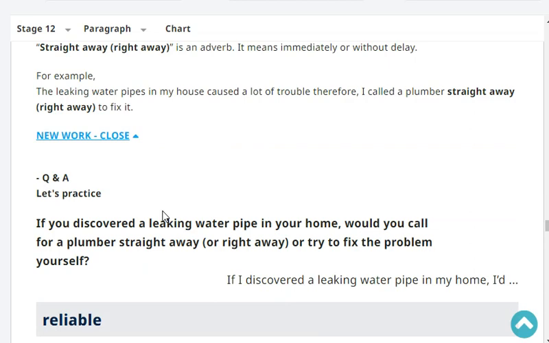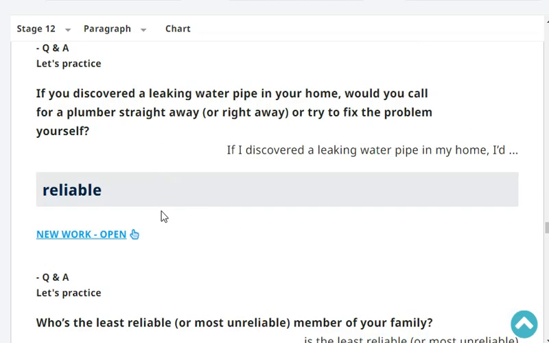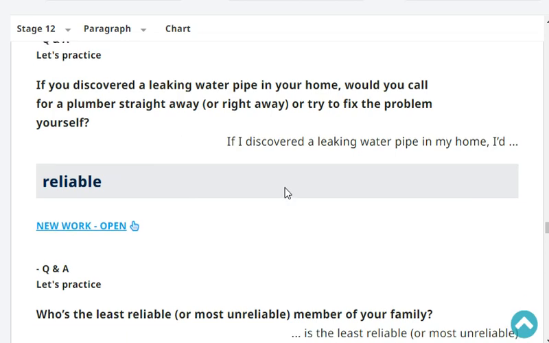If you discovered a leaking water pipe in your home, would you call for a plumber straight away or try to fix the problem yourself? If I discovered a leaking water pipe in my home, I'd try to fix the problem myself before calling a plumber. Very good.